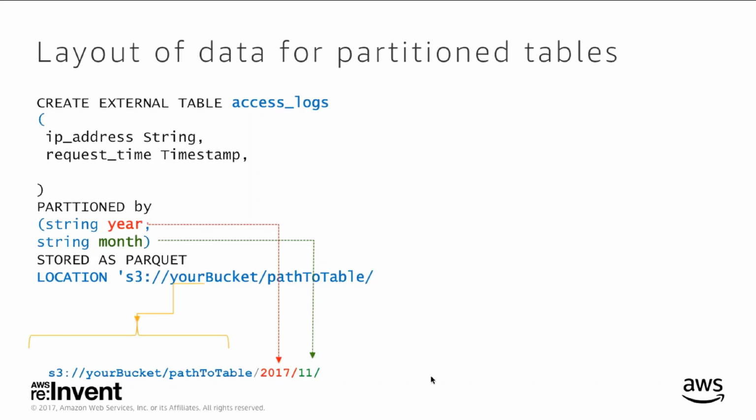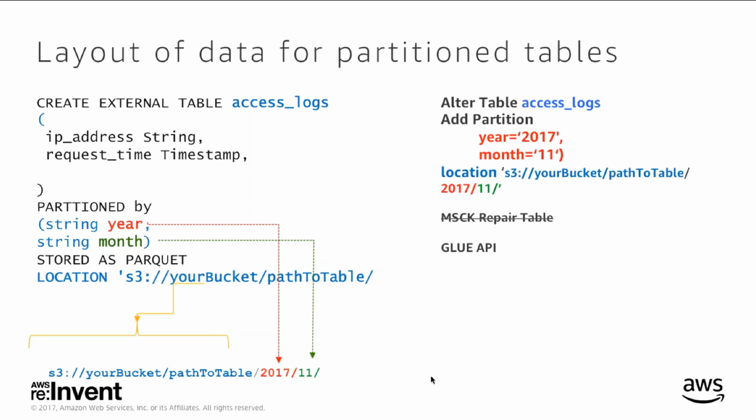So in this case, you can see we have the table path, and then we have just the number 2017 and the number 11. In our PARTITIONED BY clause in a CREATE TABLE statement, the first element represents the first element in the path. The second element or partition represents the second element in the path. So year is the first one, month is the second one. So it's really position-based as opposed to name-based.